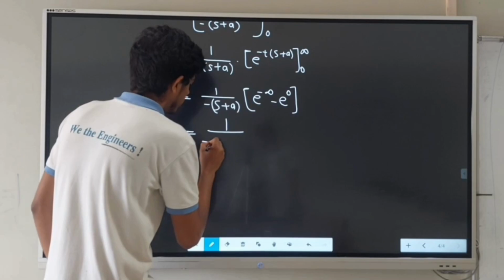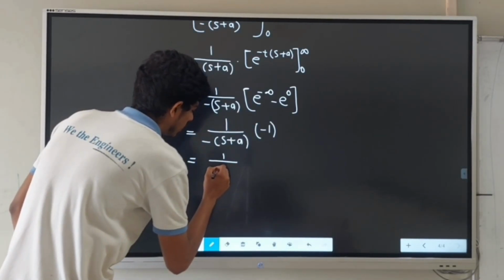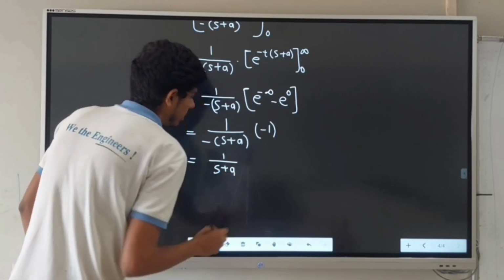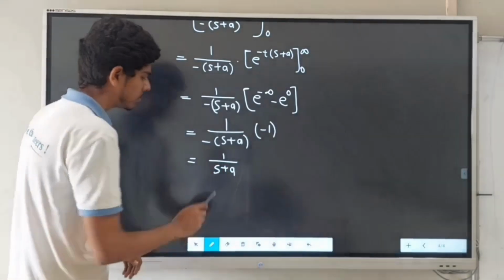So it is written as e raised to. The Laplace transform of the function e raised to minus at is given as 1 upon s plus a.